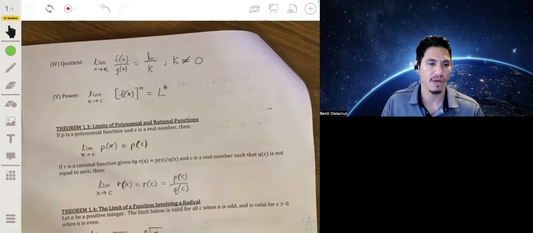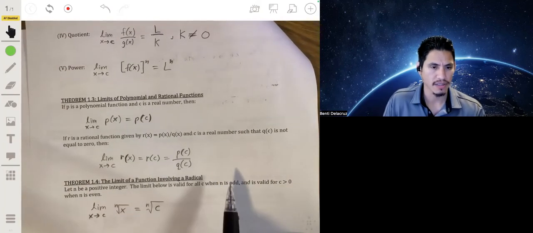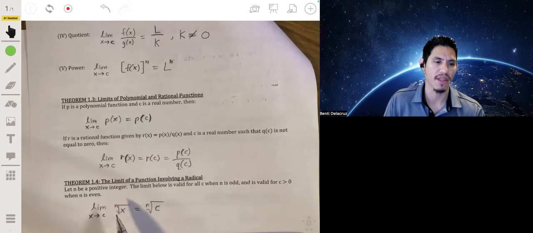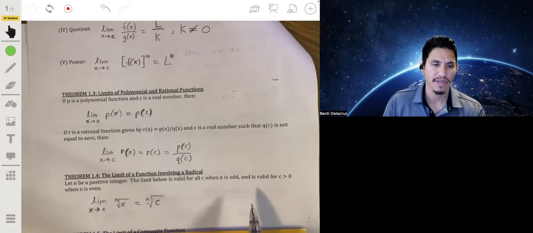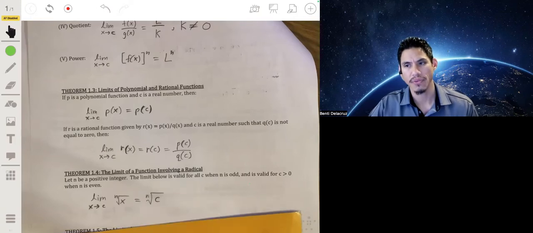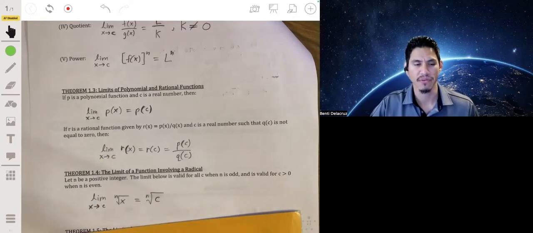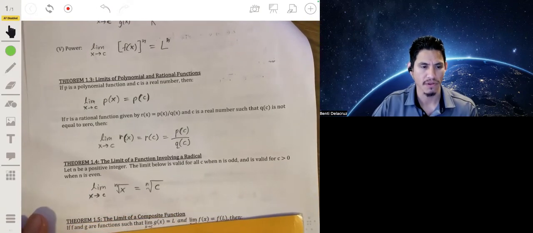Radicals work out nicely as well. When n is odd, it's going to be the nth root of x for the limit as x approaches c. Again, you just direct substitute that value in for x, and as long as the c value is positive, then you can take the even root, like the second, fourth, sixth, and so forth.